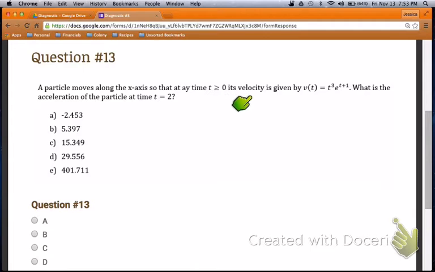So acceleration is essentially the derivative of velocity, which you might be thinking in your head, oh no, I have to take the derivative of this function and then I have to plug in 2. You could do it that way, and honestly you would probably get the right answer, and you can use your calculator to do it that way. And you can use the product rule here, and you can use the chain rule, and you can have as much fun as you want doing that.